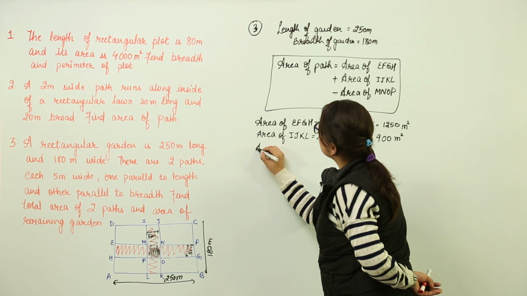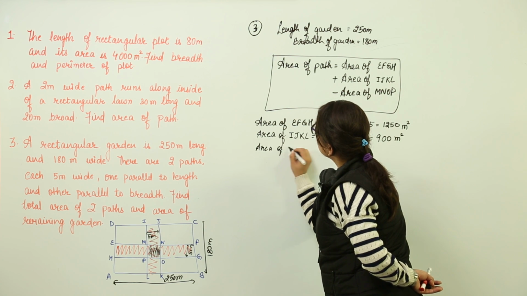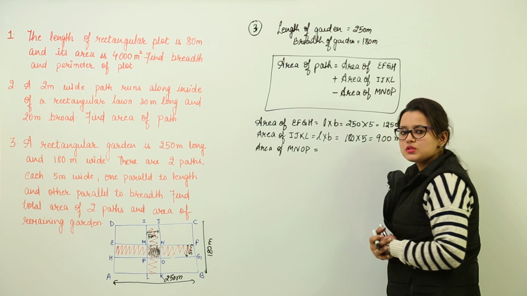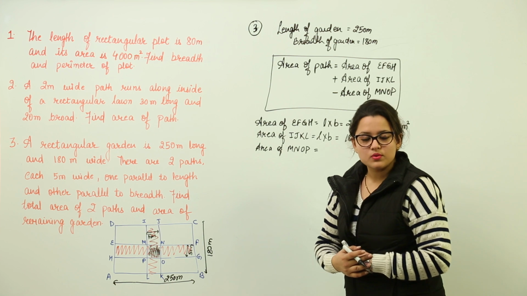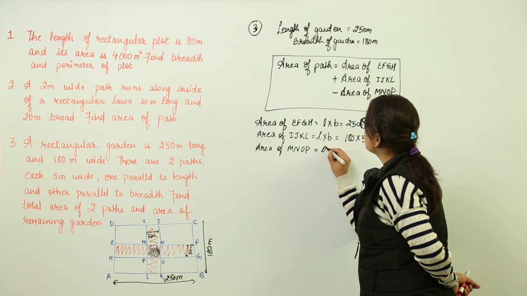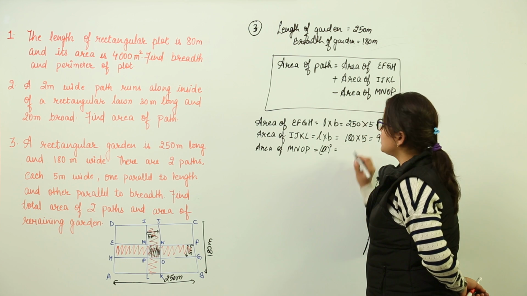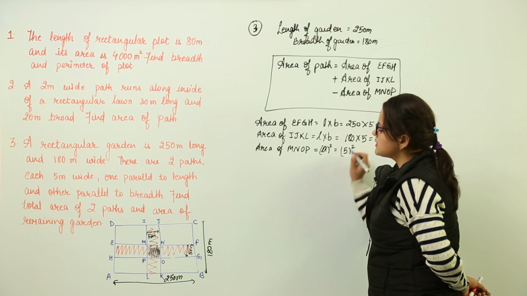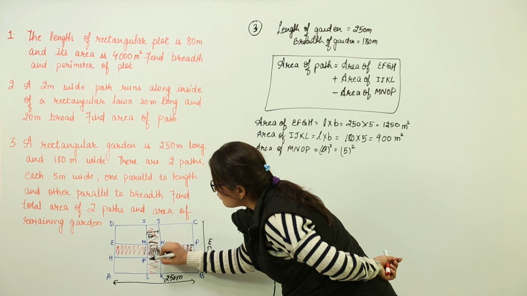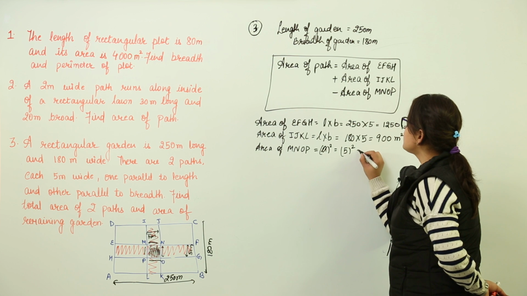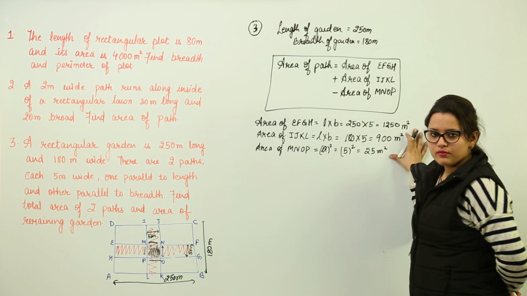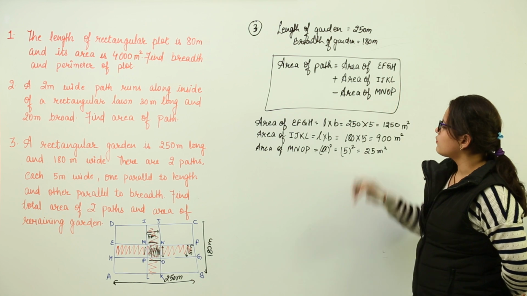Next we are supposed to find out the area of MNOP. Now we can clearly observe that MNOP is making a square, and we know that area of square is equal to side into side. So we write it as a square, which will be equal to 5 square, because here the square is going to have all the sides equal to 5 only. So we'll write 5 square, that will be equal to 25 meters square. Now all that is left to be done is put them into this formula.